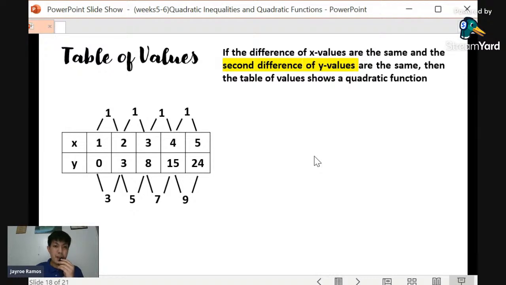Sir, paano yan? Hindi po magkapareho. According to our statement, it should be the second difference. Pag sinabi natin second difference, 2 beses natin i-minus. So ngayon, nakapag-subtract na tayo nung una, ito yung lumabas: 3, 5, 7, 9. We will get now the second difference. Ibig sabihin, i-minus natin tong 3, 5, 7, 9. And dapat pare-pareho yung kalabasan. So 9 minus 7 is 2. 7 minus 5 is 2, and 5 minus 3 is 2. Yun po yung second difference na tinutukoy natin.